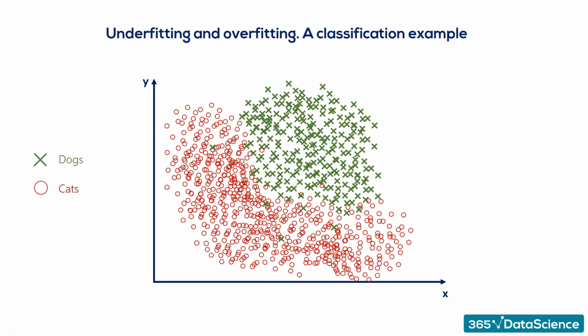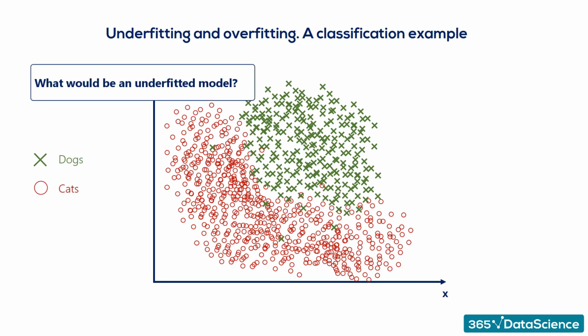Here's our example. There are 2 categories. One of them is cats, and the other one is dogs. A good model explaining all the data looks like this. A quadratic function with a few errors. Following the logic we saw in our previous example, what would be an underfitted model? Well, of course, a linear model.